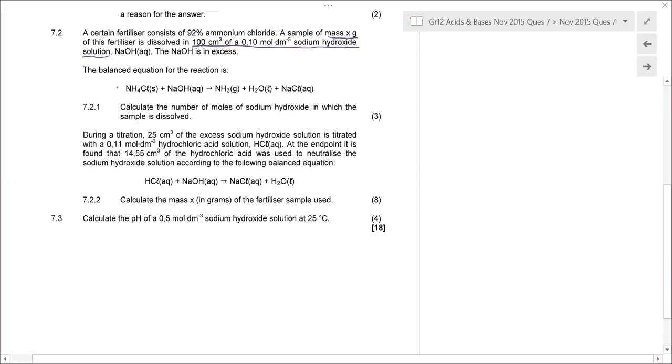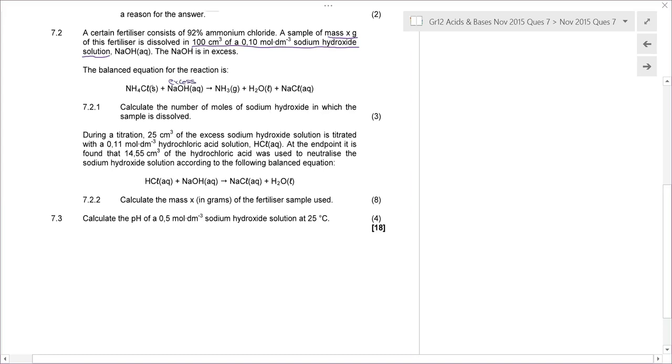You in grade 12 do not need to know this reaction, therefore they gave it to you. So here's your ammonium chloride, that is 92% of the fertilizer. The other 8% would be sand or limestone or other fillers. So the ammonium chloride in the fertilizer reacts with the sodium hydroxide to form ammonia, water, and sodium chloride. When they give you a reaction, write in all the information that you can. They tell you that the sodium hydroxide is in excess. So I'm going to write that in there.